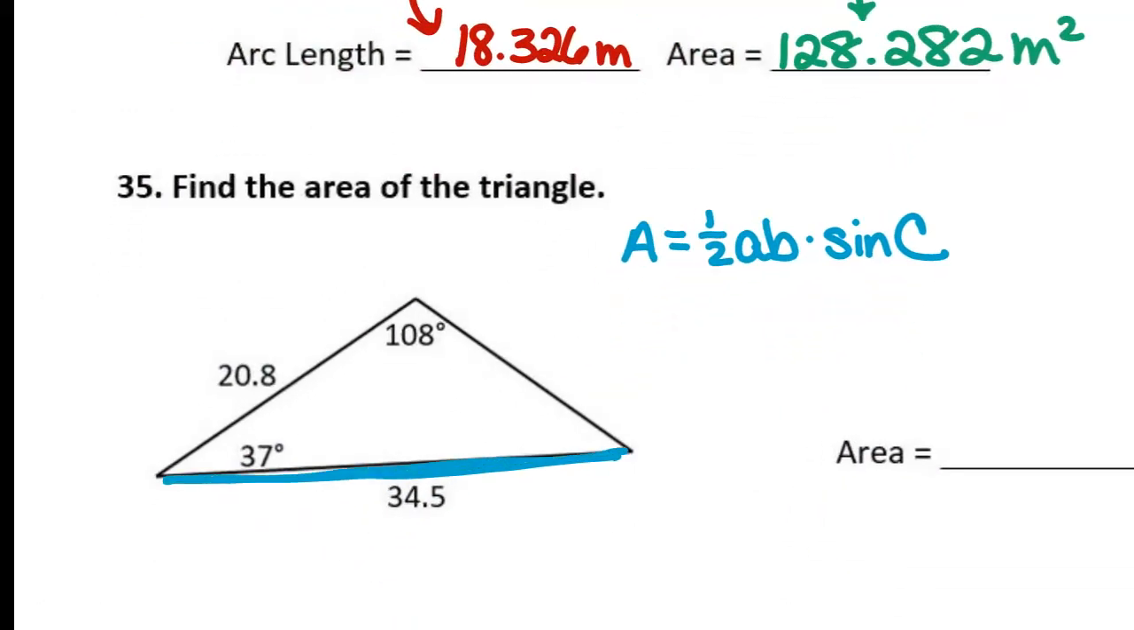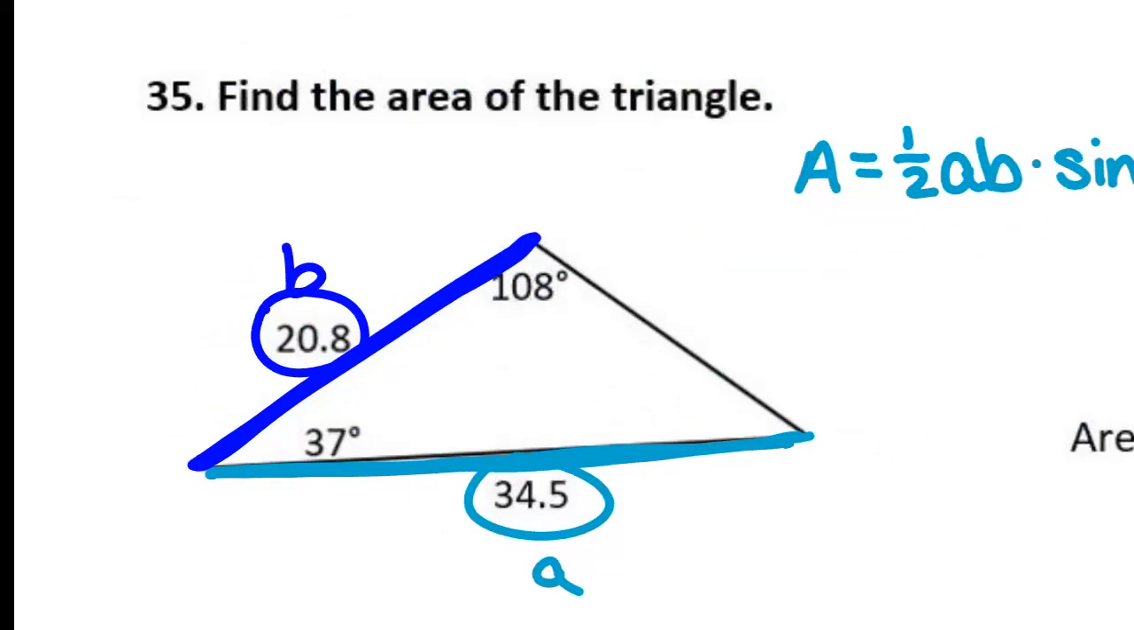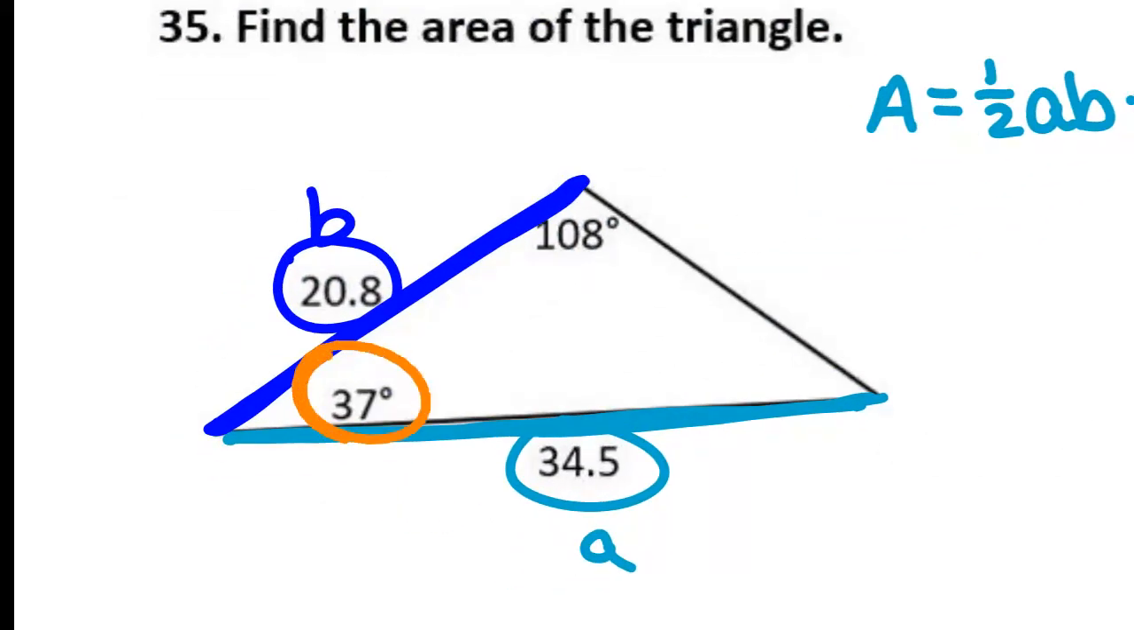So here's one of my sides. Let's go ahead and call this side A. My other side that I know is this one right here. So let's call that side B. And then I need the angle in between them for C. What is the angle in between those two? 37. So here's angle C.